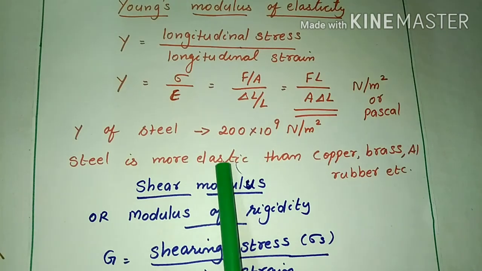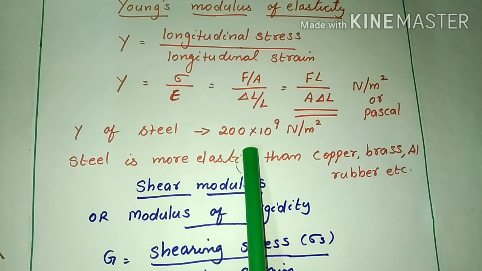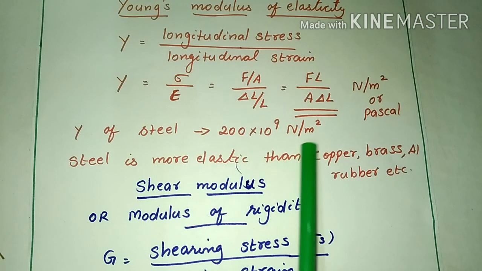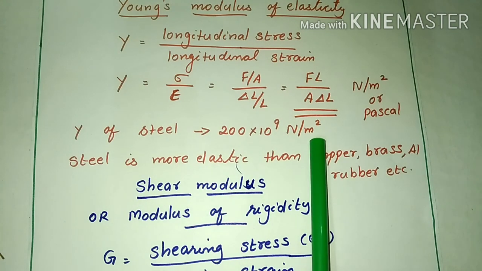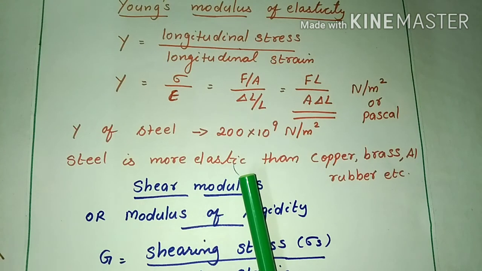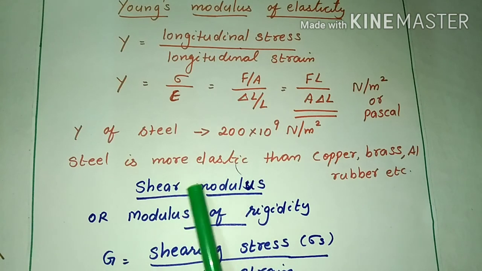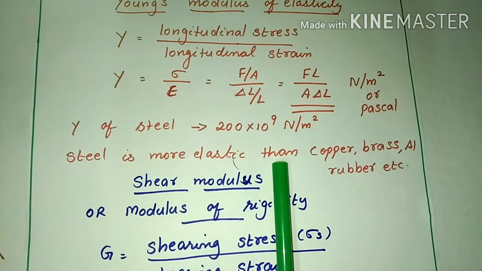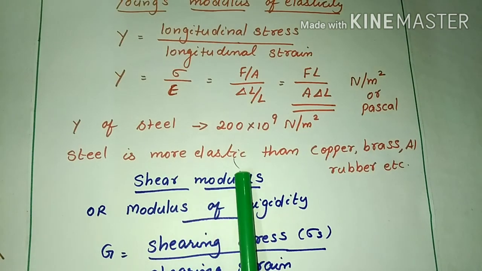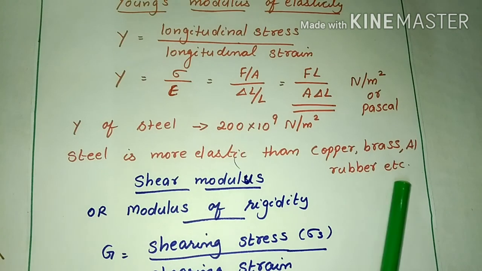Young's moduli of metals are very large. The Young's modulus of steel is 200 times 10 raised to 9 Newton per meter square. This value is more than that of aluminium, copper, iron, etc. This means that when you apply a very large force, a very small strain is produced in steel. So, we can say that steel is more elastic than copper, brass, aluminium, rubber, etc.